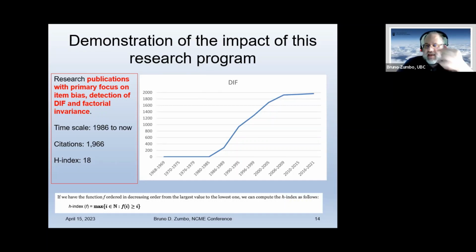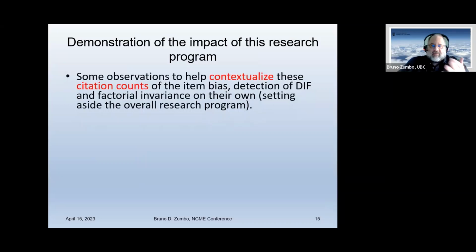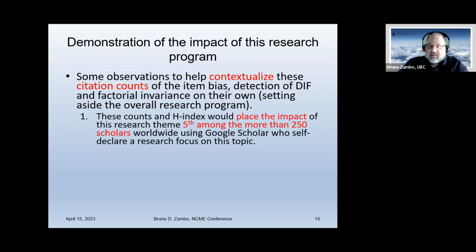In fact, a case could easily be made that he didn't write as many papers in DIF as he did in other areas. Although, quite frankly, just shy of 2,000 citations since 1986 with an H-index of 18 is actually a whole scholarly career on its own. It's really quite remarkable. So we can make a few observations to help contextualize the citation counts of item bias, detection of DIF, and factorial invariance. And of course, we're not going to set aside the overall program and work on that subset only on the DIF.